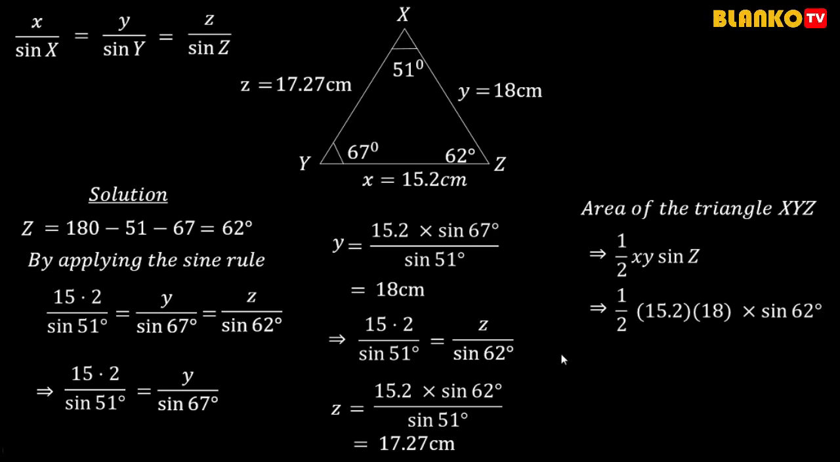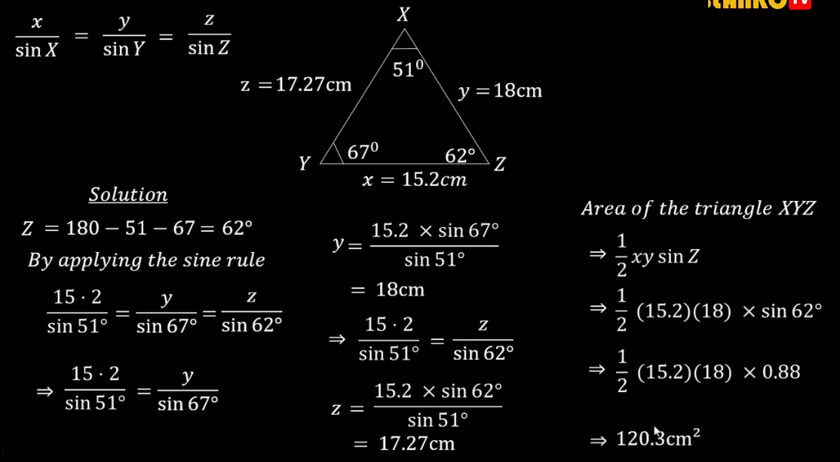So we have half multiplying 15.2 times 18 times sine 62 degrees, which is 0.88. So half multiplying 15.2 multiplying 18 multiplying 0.88 gives us 120.3 centimeters squared. So the area of the triangle XYZ is 120.3 centimeters squared.